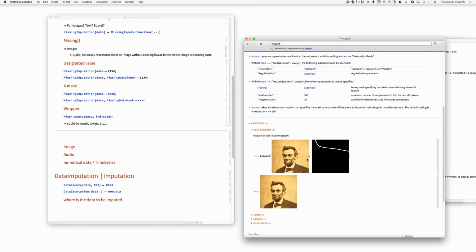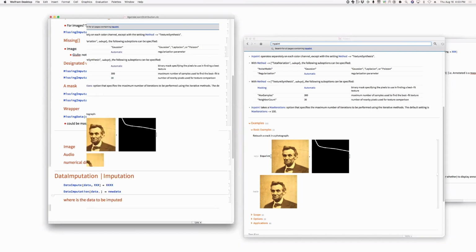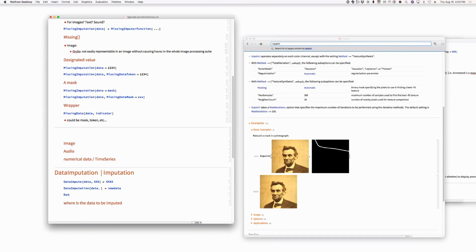So what we've got here is data impute of distribution, comma, and then the data, a single piece of data or multiple pieces of data, and that should return new data that has the values filled in. That's what we had. Okay, makes sense.